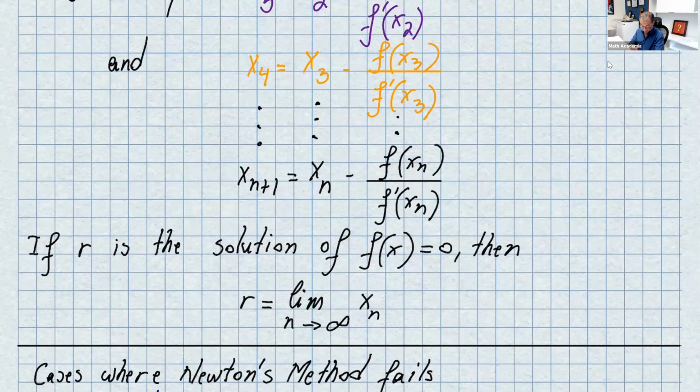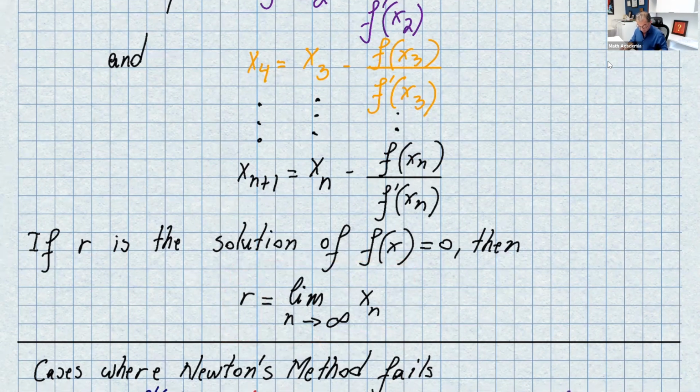Now, it's good to know that if r is the solution of f of x equals 0, then we can say r, if r is the solution, is the limit as n approaches infinity of x sub n. So you keep the iteration until you get the same number. That's a way to present that.